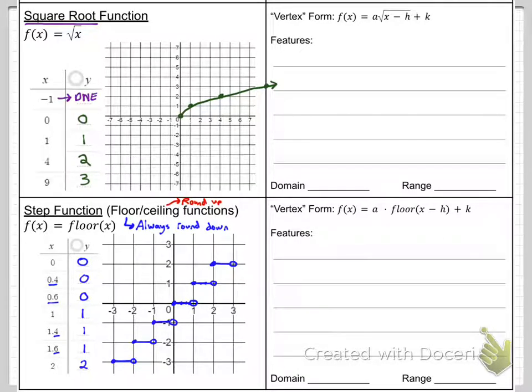In other words, if I plugged in, say, negative 1.5 right here, the output would be negative 2, because that is the floor, the rounding down of negative 1.5. And you notice why it's called a step function is because it looks like stair steps. What's weird is this function is not continuous. There are breaks in it.